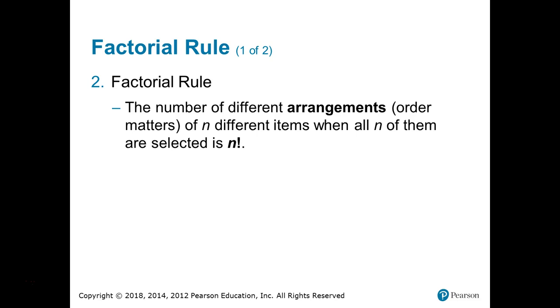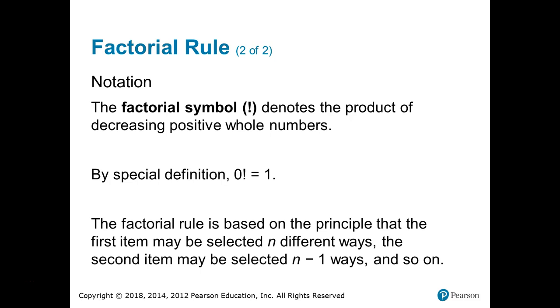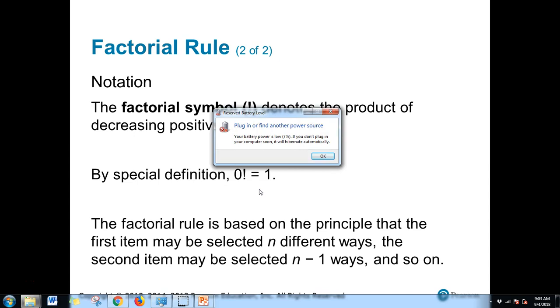So the first time you might have, say, 5 possible things to choose from. And then once you choose the first one, now there's 4 left. Then there's 3. Then there's 2. Then there's 1. So the factorial symbol, the exclamation mark, denotes the product of decreasing positive whole numbers. And by definition, we just say that 0 exclamation mark is equal to 1. Don't worry too much about that. So the factorial rule is based on the principle that the first item may be selected n different ways. The second one may be selected n minus 1 ways, and so on. Then it'd be n minus 2 ways, however many possible choices you have left.